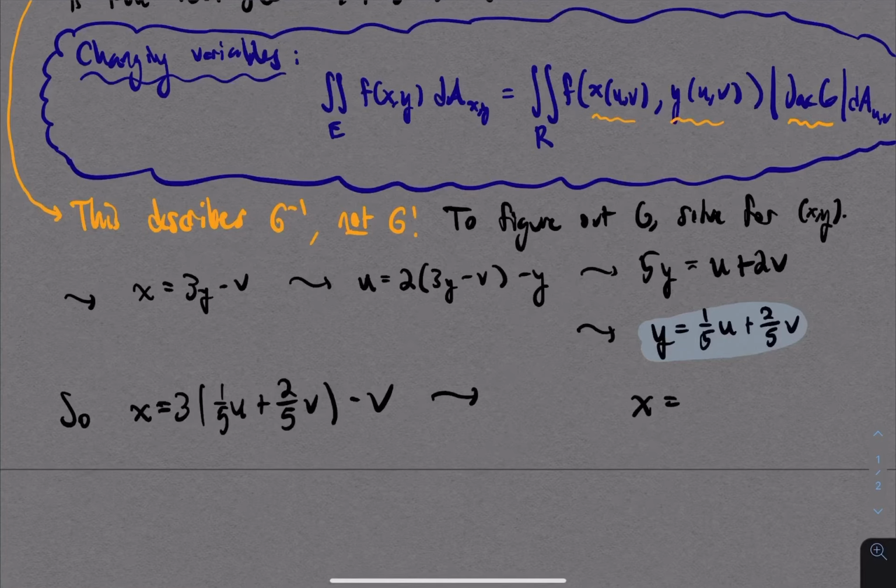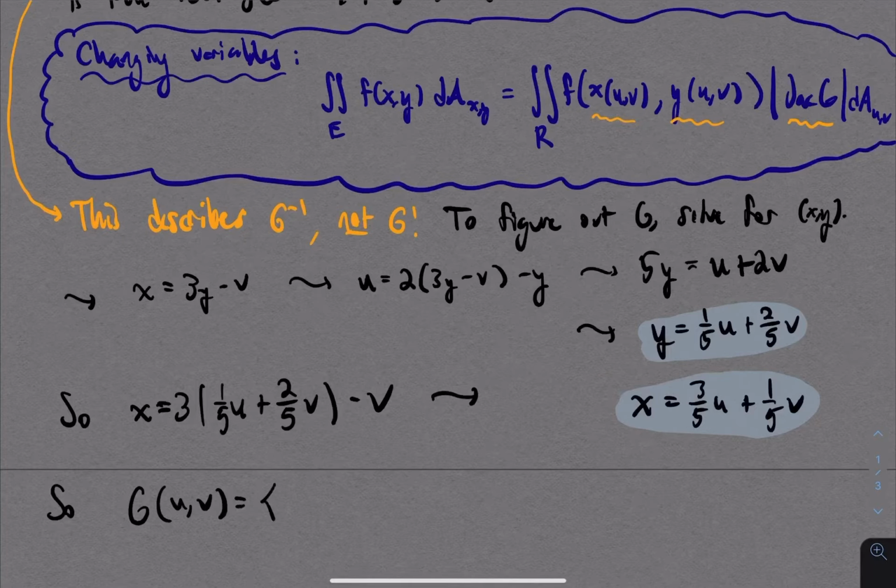And after some simplification, it looks like x is 3/5 u plus 3 times 2/5 v, which is 6/5 v, minus v, which would be 1/5 v. In other words, what we've shown is that g as a function of u and v is the vector valued function where the first component is right here, the second component is right here. Now that we have g, we can easily compute the Jacobian that we need, and we can also easily solve for x and y in terms of u and v. That's what we've done right here. Plug everything in, and then we'll have successfully changed this to an iterated integral in the UV plane.